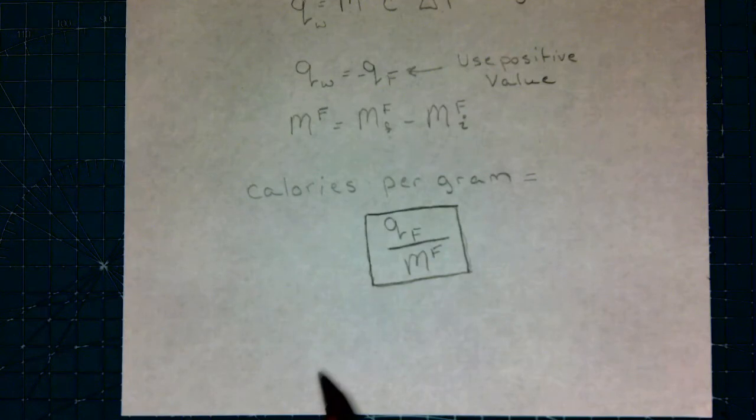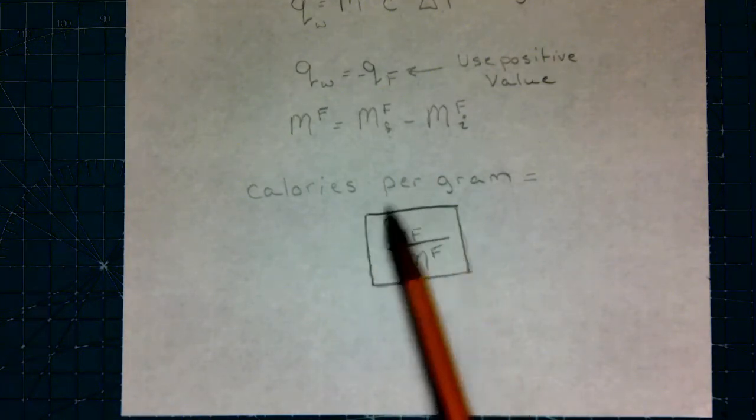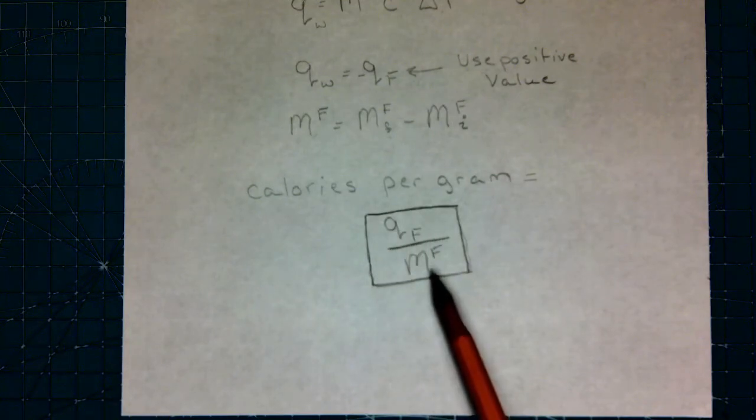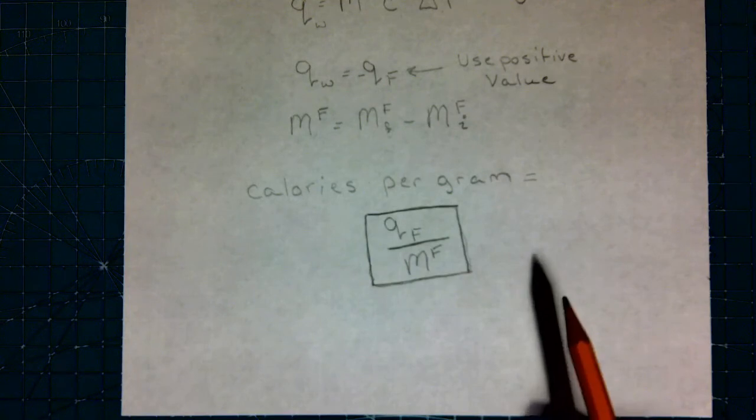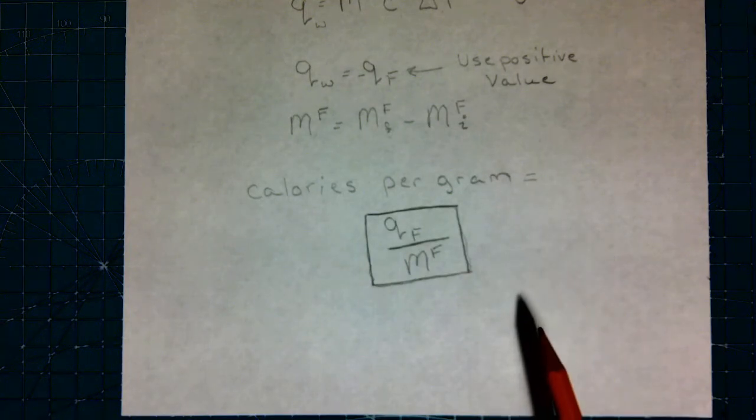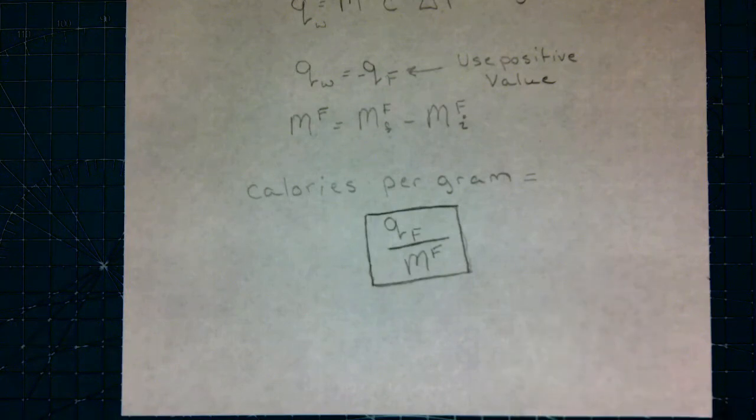And then we're going to compare this value to what it says on the nutrition label, where you would take a serving size of so many grams, and you would take the calories that it says, and divide the calories in a serving by the mass of a serving.